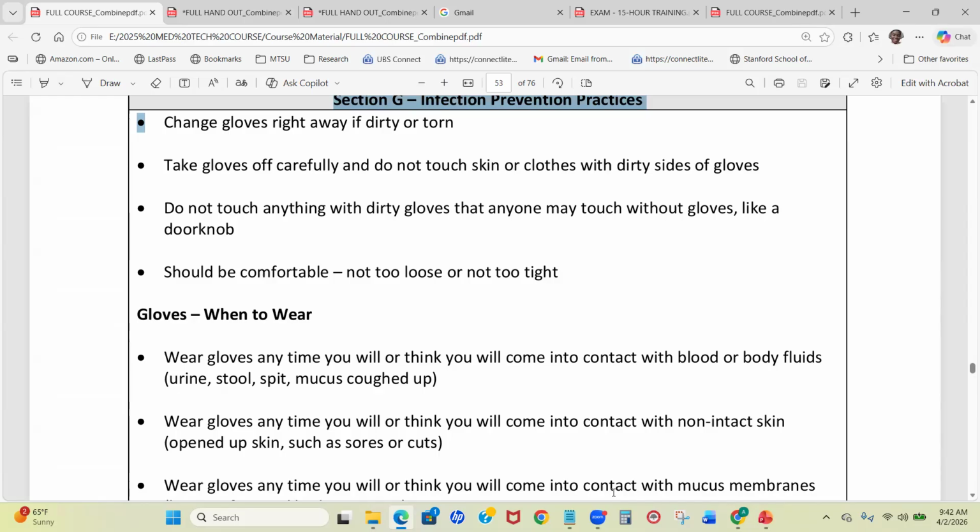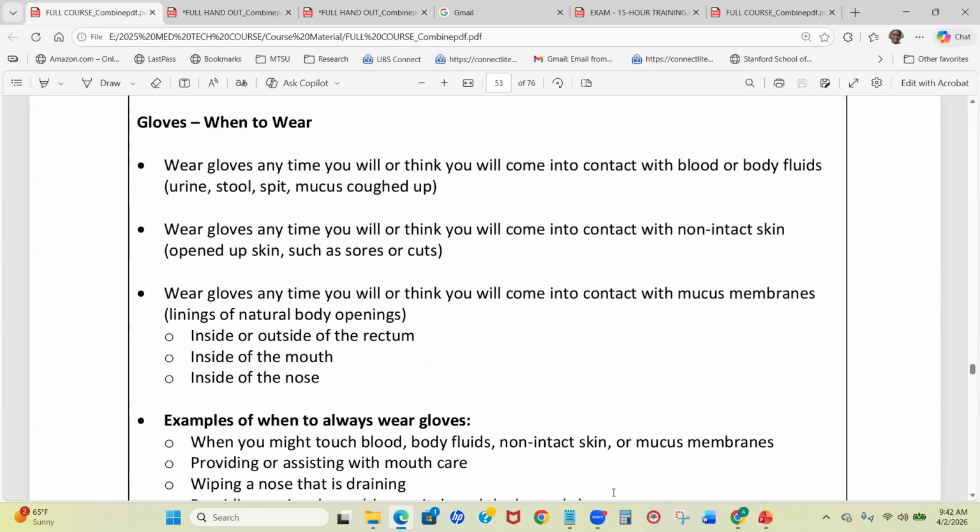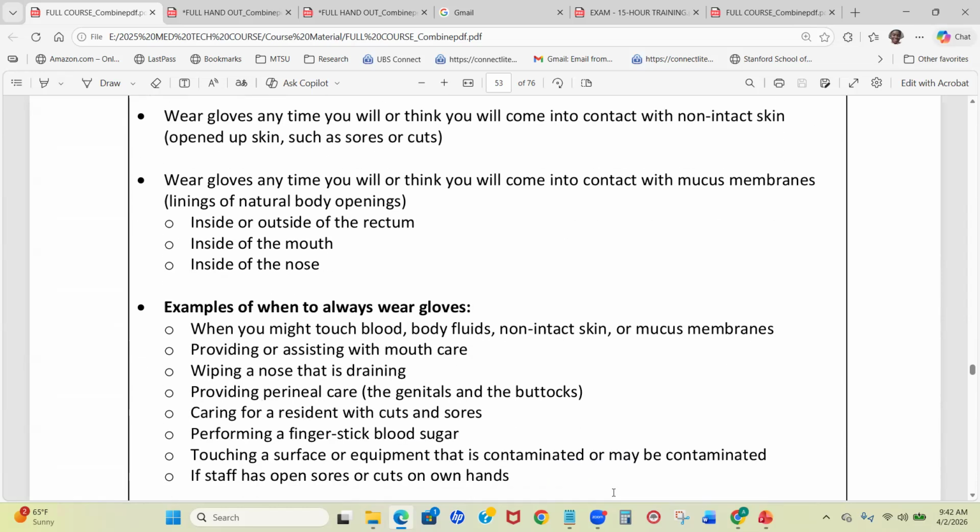All right. Should be comfortable. Yes. So when to wear gloves is what I said. Whenever you're going to touch anything bloody, body fluid, urine, stool, spit, mucus that is coughed up. Wear your gloves anytime you think you may come in contact with non-intact skin. The resident may have some skin tears, some sores, some cuts. You need to wear your gloves so you are not touching any of their wounds and taking any germs home.